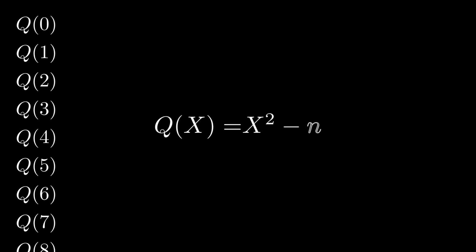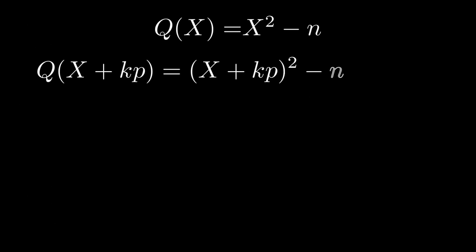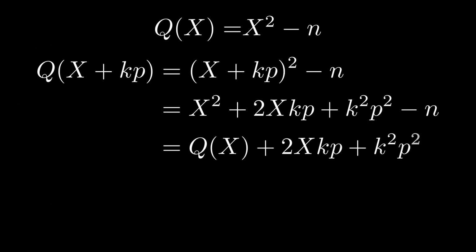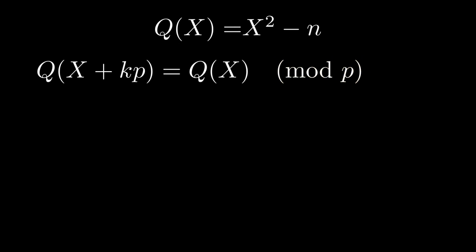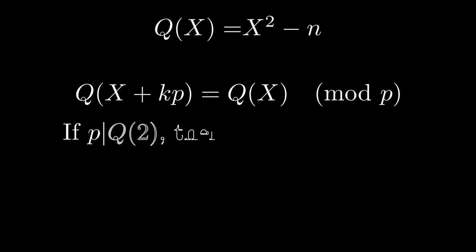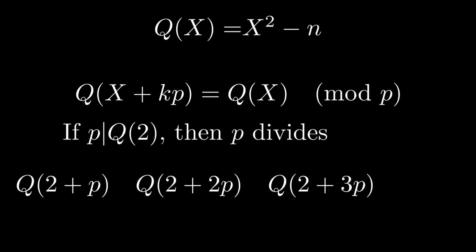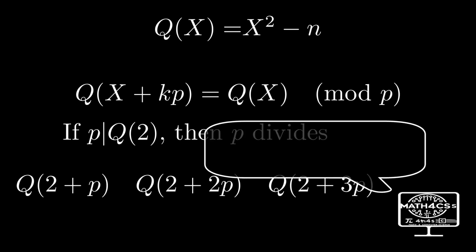Note that Q(x) has the following form. This means that Q(x) is equal to Q(x+p) modulo p, for any prime p. If p divides Q(2), then p divides Q(2+p), and Q(2+2p) as well, and so on. How does this help us?